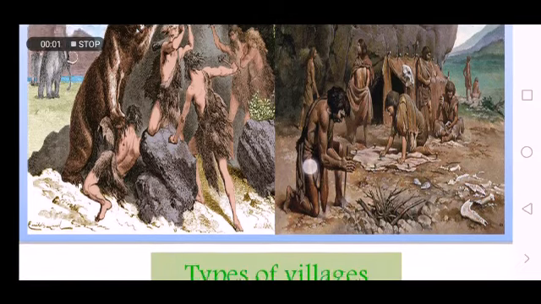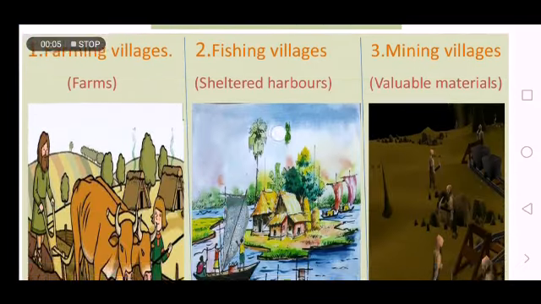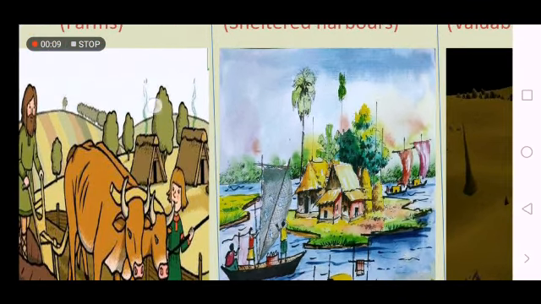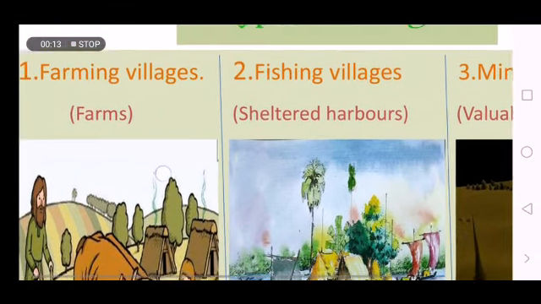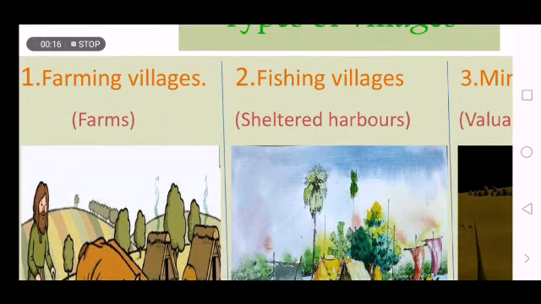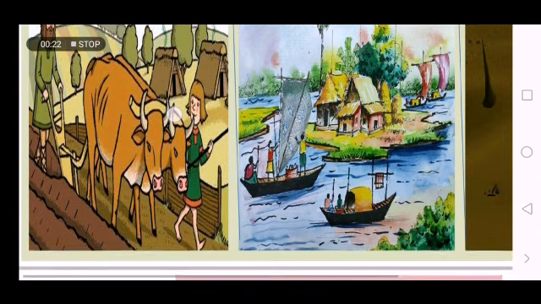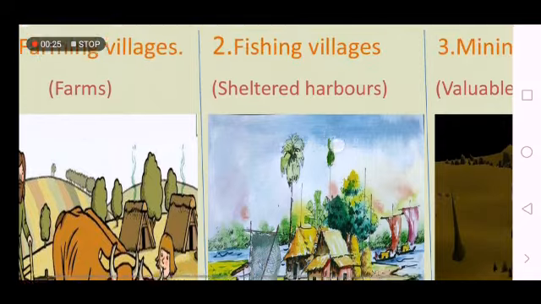So in early life there were many types of villages. Not only farmers had their own villages, as you know that farmers built their villages near their farms. So the first type was farming villages, which we had just talked about. So let's move to the second type, which is fishing villages.